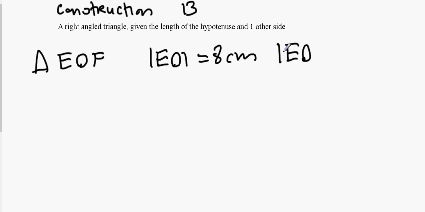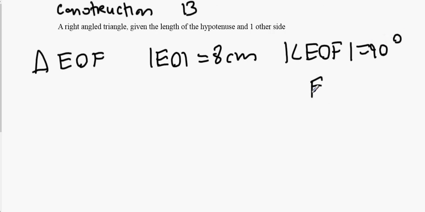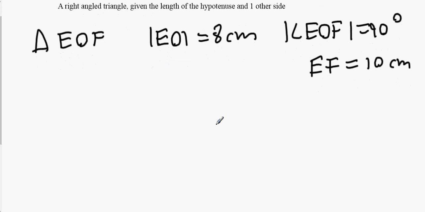So this means it has a right angle at point D, right? So angle EDF equals 90 degrees, and it will tell you that EF is also 10 centimeters. Okay, now the unfortunate thing about right angle triangles is that the hypotenuse is always the longest side. So this means that in this case we're actually going to start off with the 8 centimeter side on the bottom. Okay, so we're going to start off with the 8 centimeter side as the base.